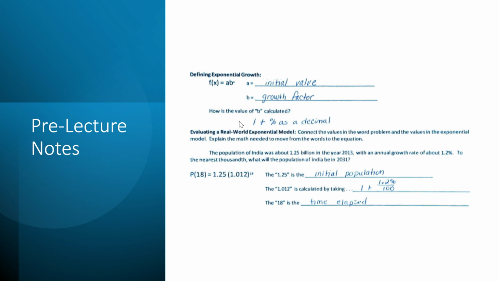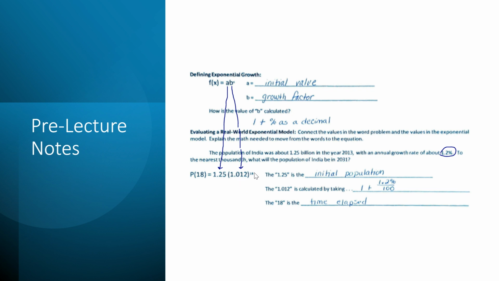So this first part here, we already went over. Second part is the example. So matching this up with the model. So in the position of the A is the 125 or 1.25. So that's the initial population. In the position of the B, which is the growth factor, is this 1.012. So this is 1 plus the percent as a decimal. So that would be calculated by taking 1 plus the 1.2% mentioned here and dividing it by 100. And so when you do that, that's how you get this growth factor.